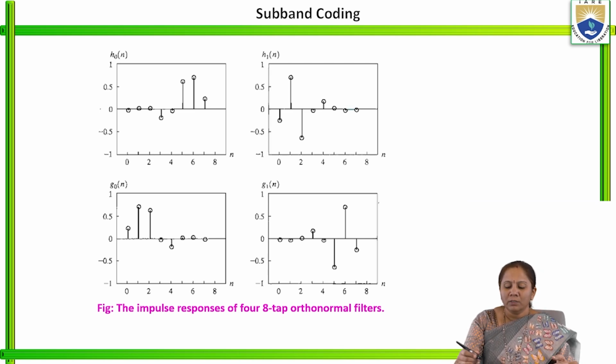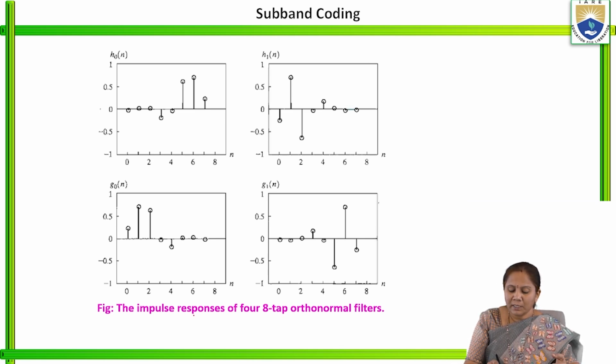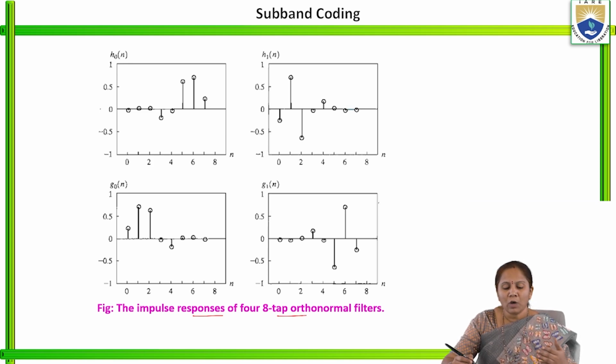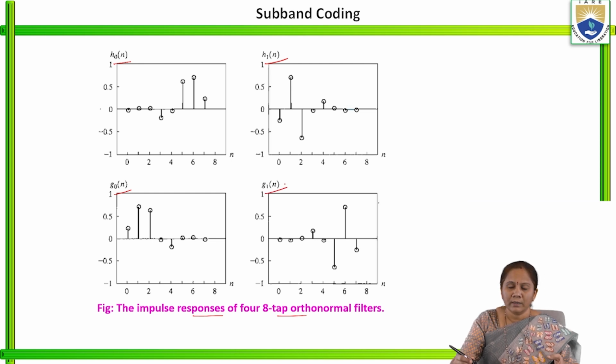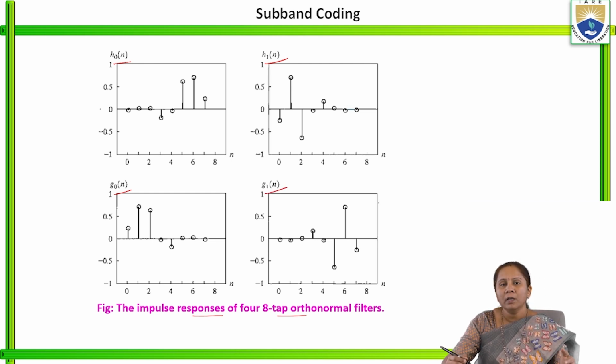Now, this figure represents the impulse responses of 4 8-tap orthonormal filters. We have drawn all these impulse responses based on the equations we derived under the subband coding concept. So this is the impulse response for H0 of n, H1 of n, G0 of n and G1 of n. These 4 impulse responses are drawn based on the equations we derived just now.